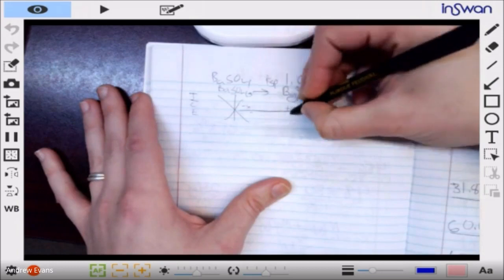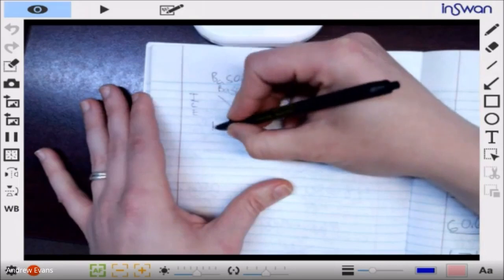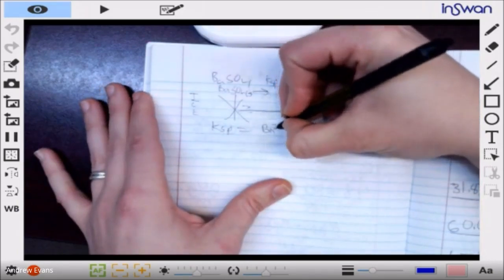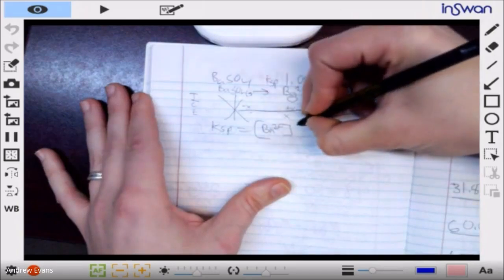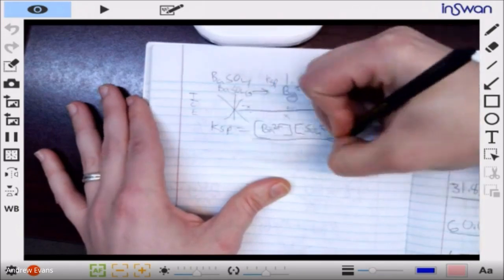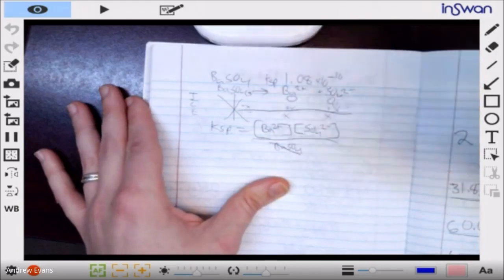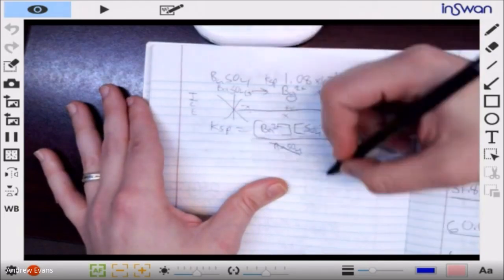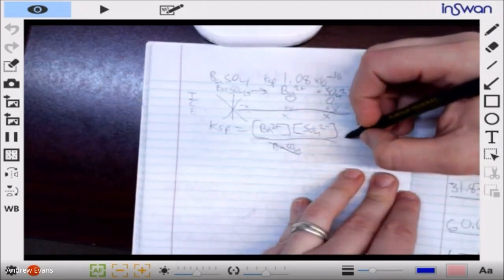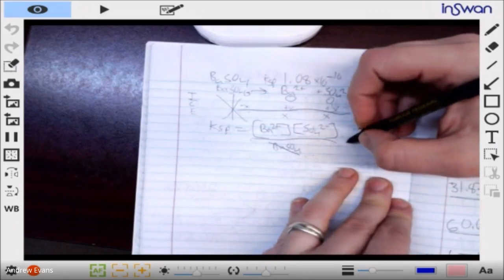And so when we sum these two parts together, we get x and x. Our Ksp expression would be Ba2+ times SO4 2-, technically over barium sulfate, but because this is a solid, once again, we can ignore that. Just like we did when we talked about the Kw expression. That was all over water, which was a pure liquid.